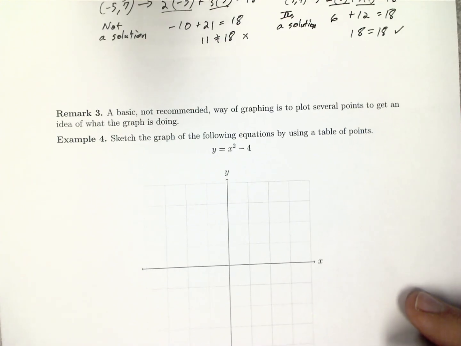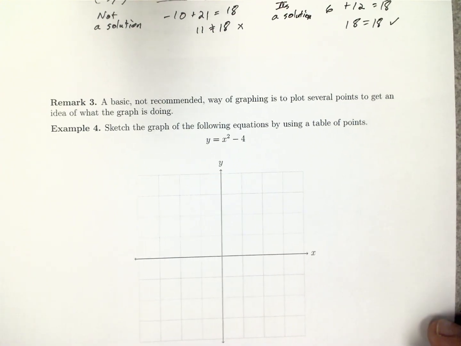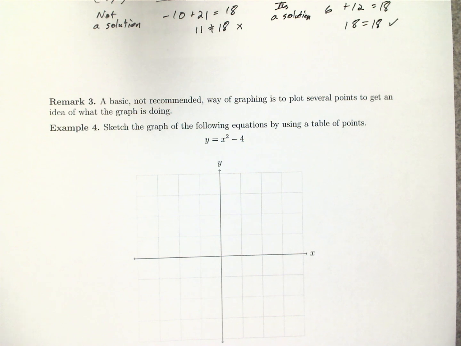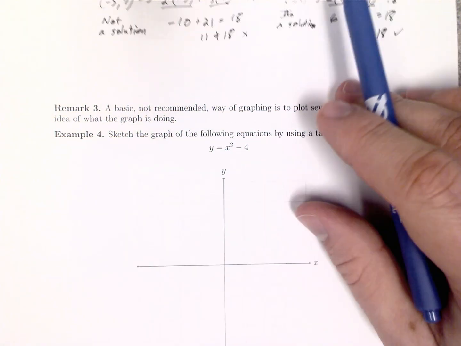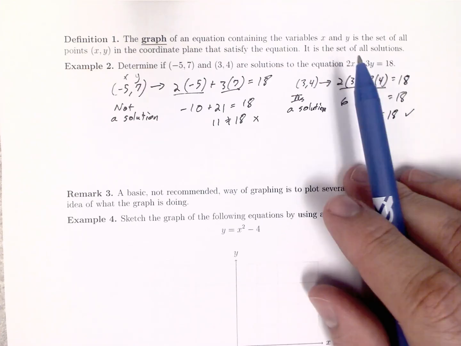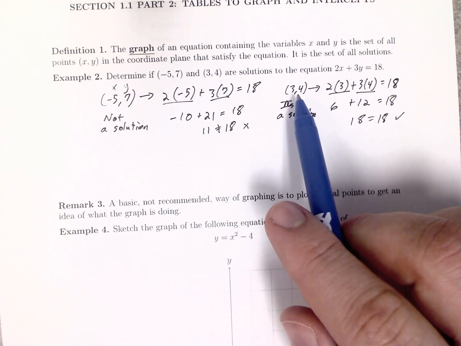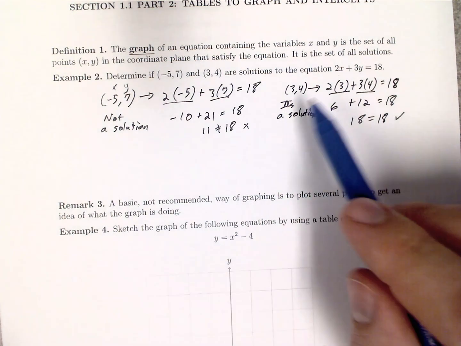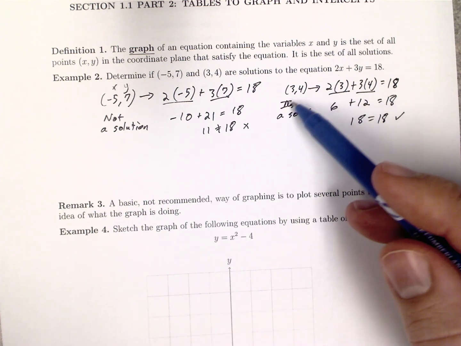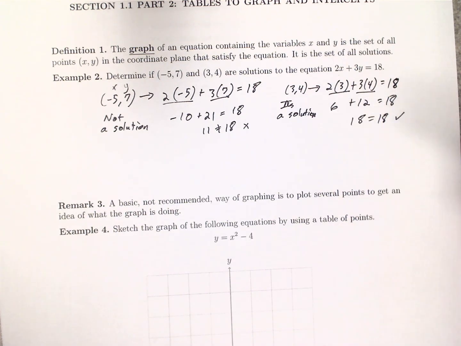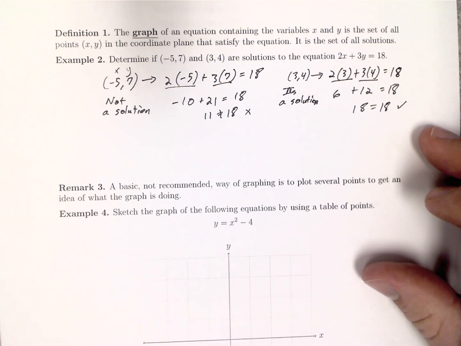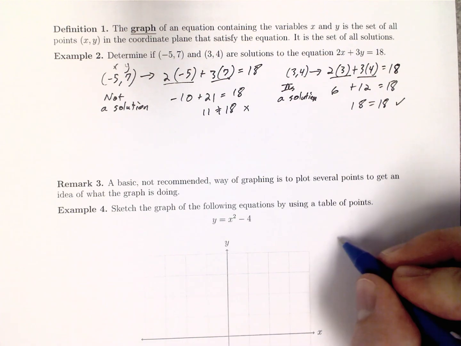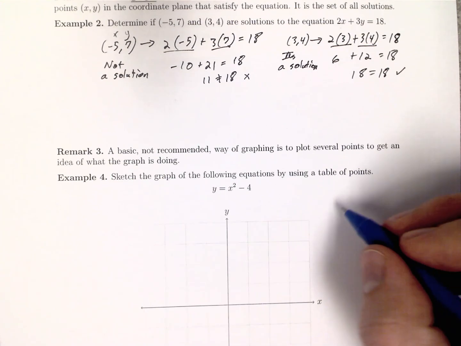We're going to try to graph y equals x squared minus 4. We're going to do so by making a table. Notice from up here, a solution is just a point. So what we can do is plug in an x value and see what comes out as a y value, and that is going to be a point. It is a solution.